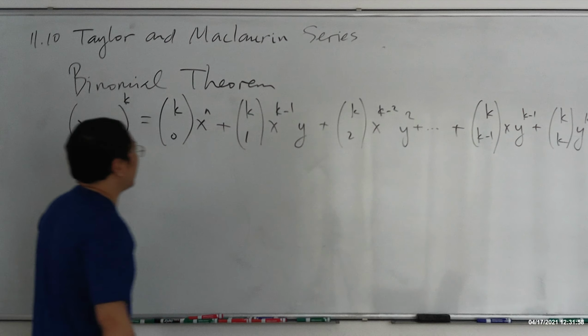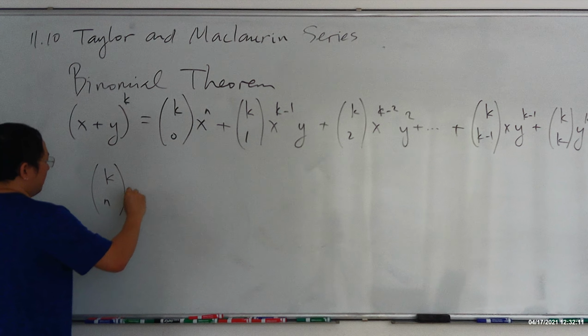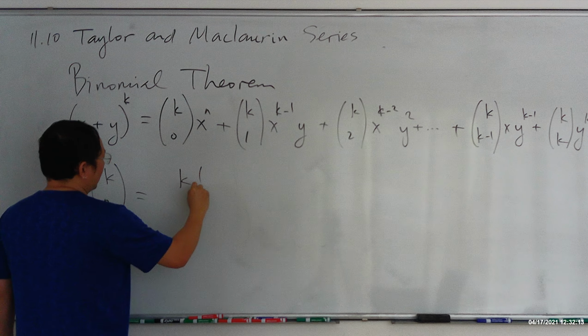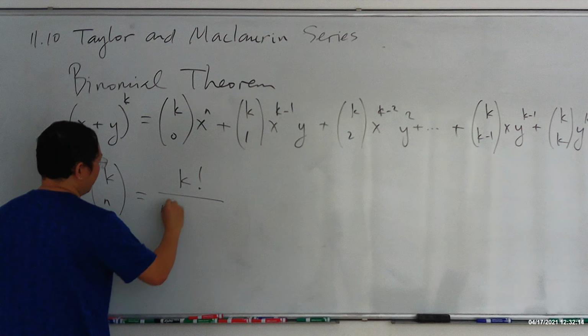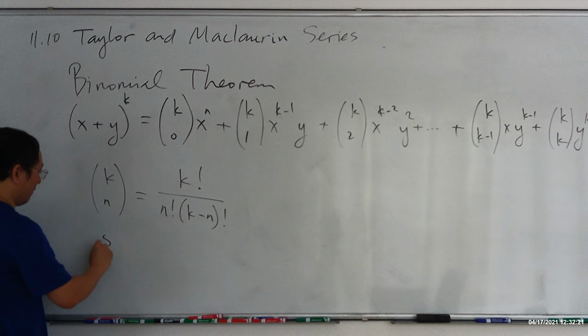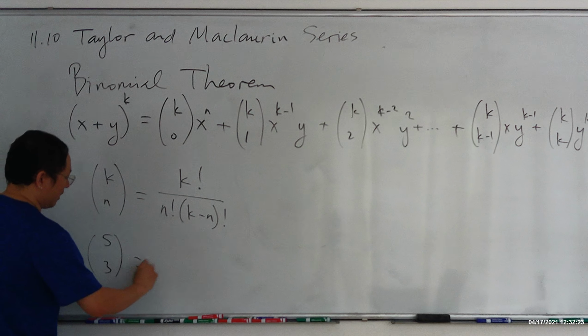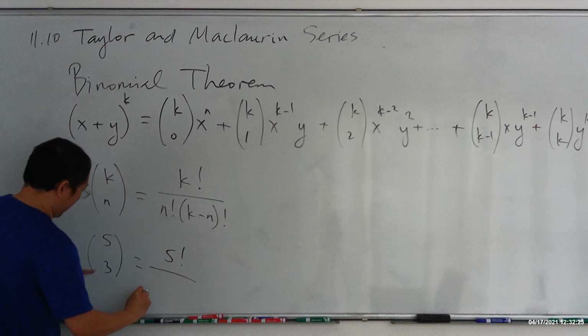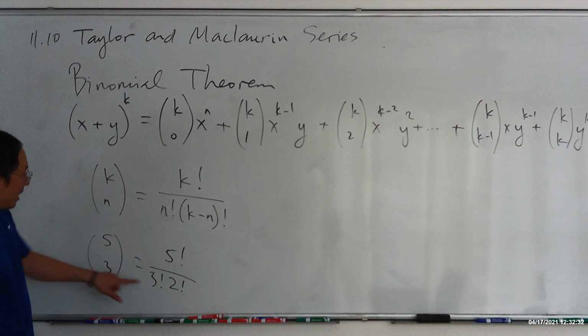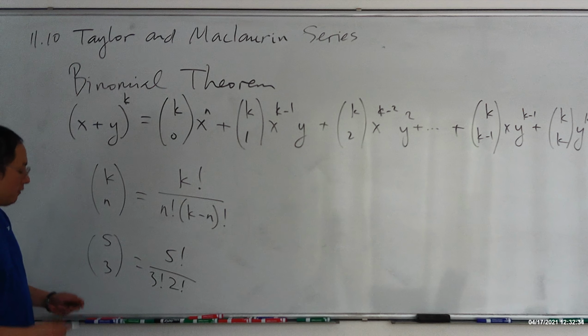So let me explain all the notation, and then move on from there. In the combination, this notation, k choose n means what? k factorial divided by n factorial times k minus n factorial. And you know n factorial already. For example, 5 choose 3 means what? 5 factorial divided by 3 factorial times 2 factorial. 5 on top, and then 3 factorial, and then 5 minus 3, factorial. This comes from combination.